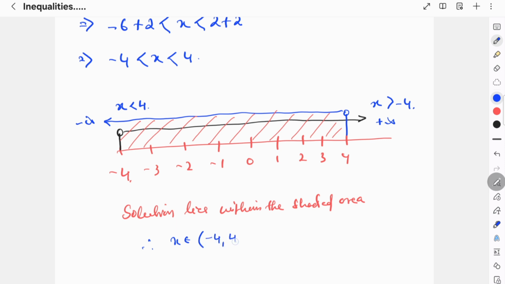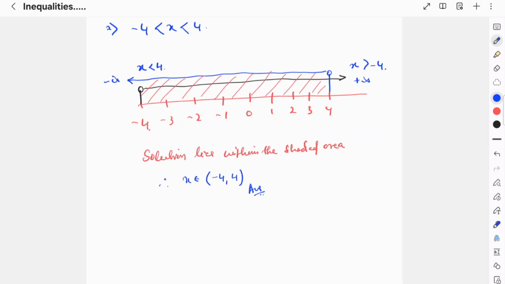So we have to take x belongs to open bracket minus 4 to plus 4 and then open bracket, because we are not considering minus 4 as well as plus 4. We are taking values which are greater than minus 4 and all the values which are less than plus 4. So this is our answer.